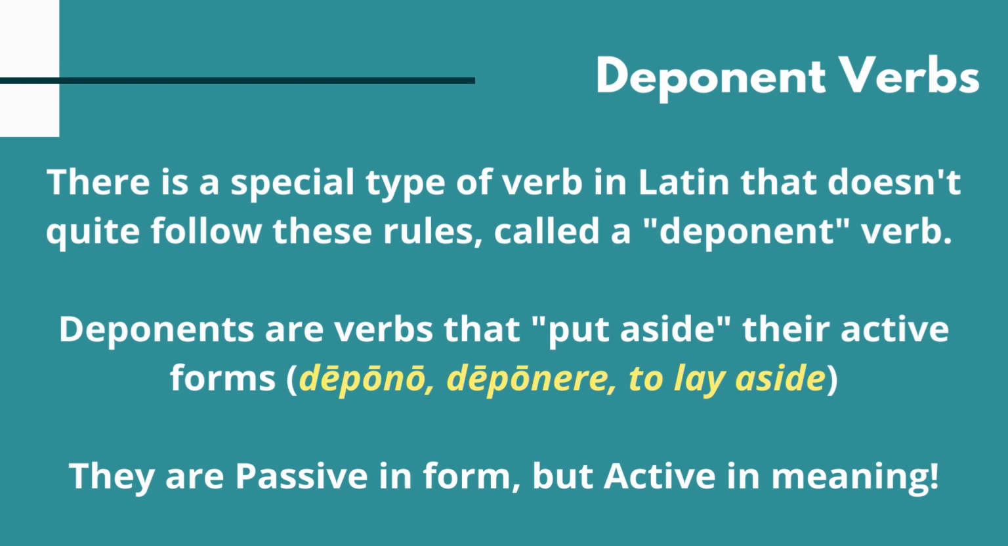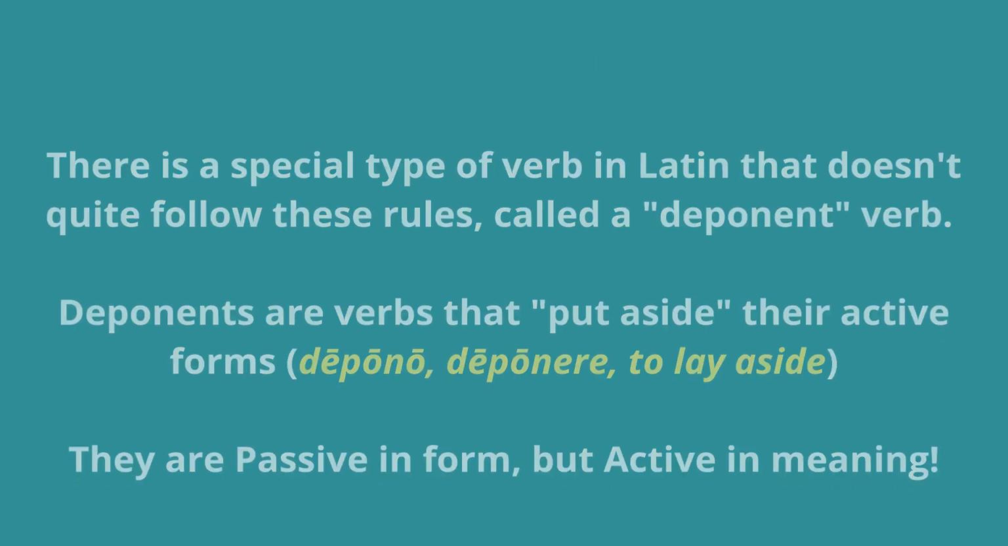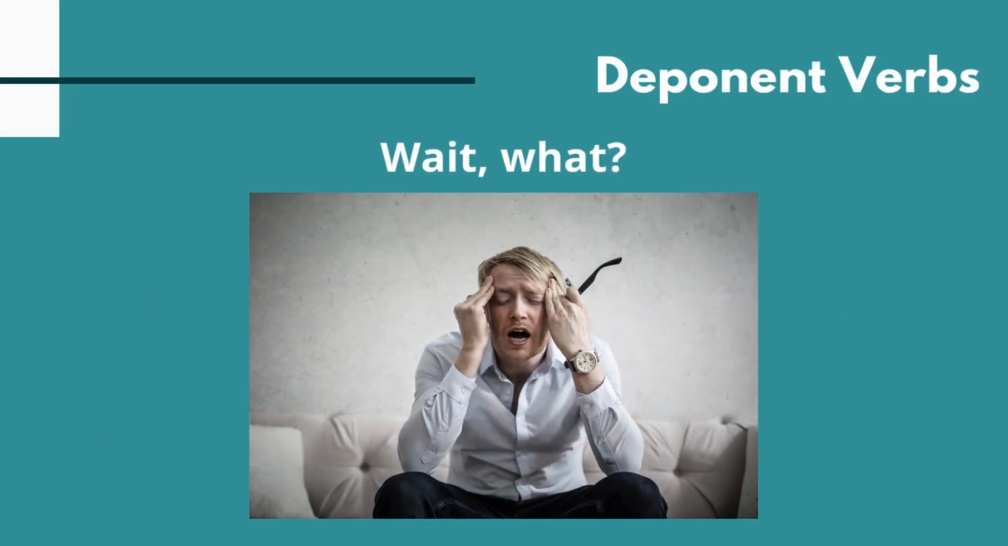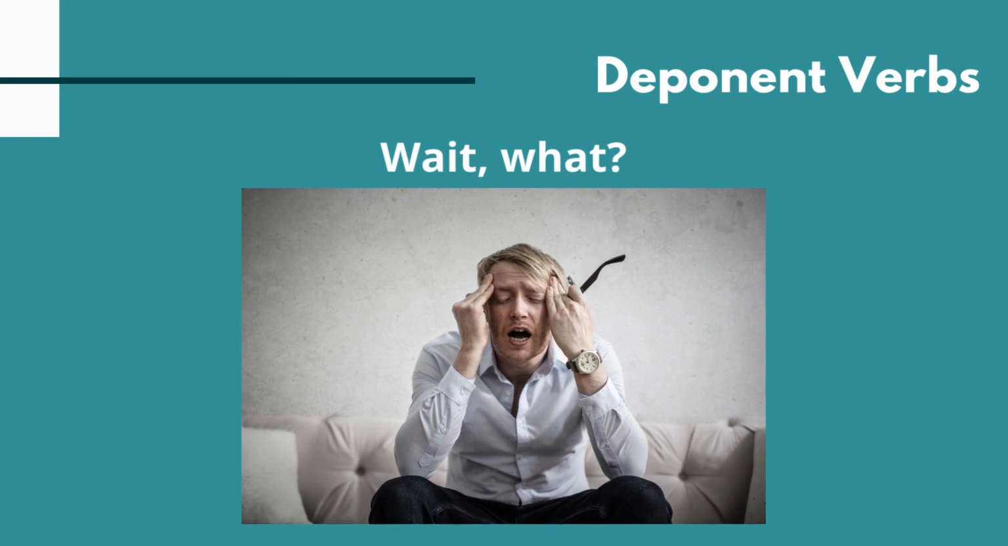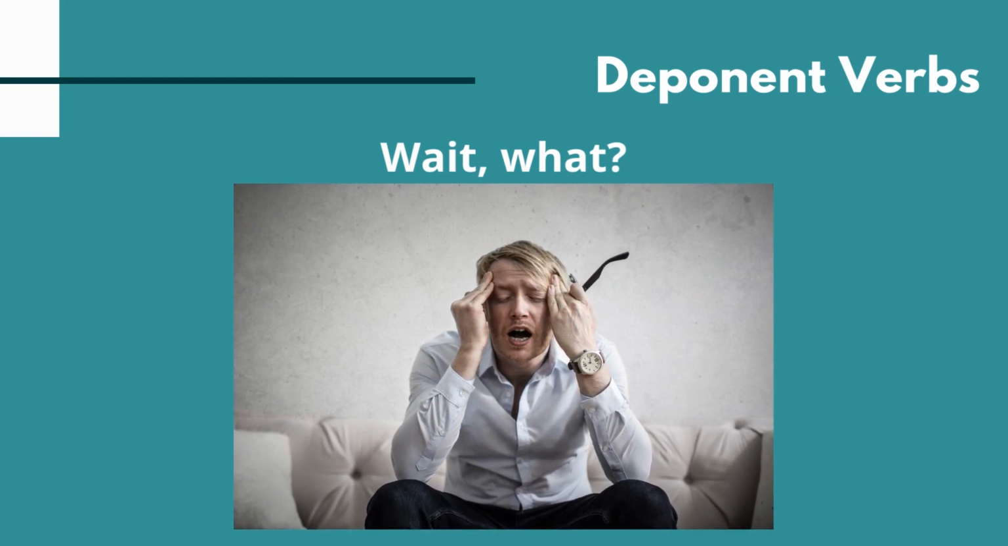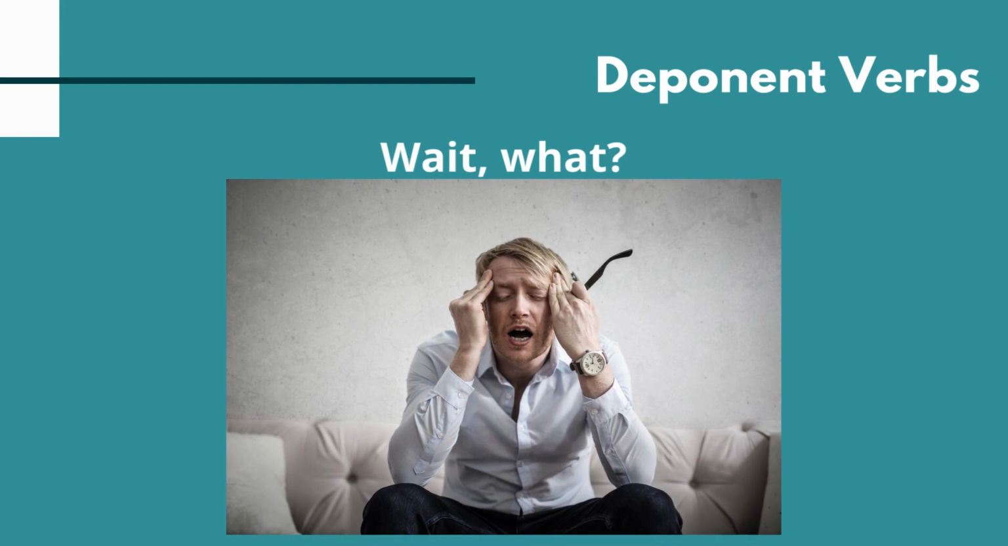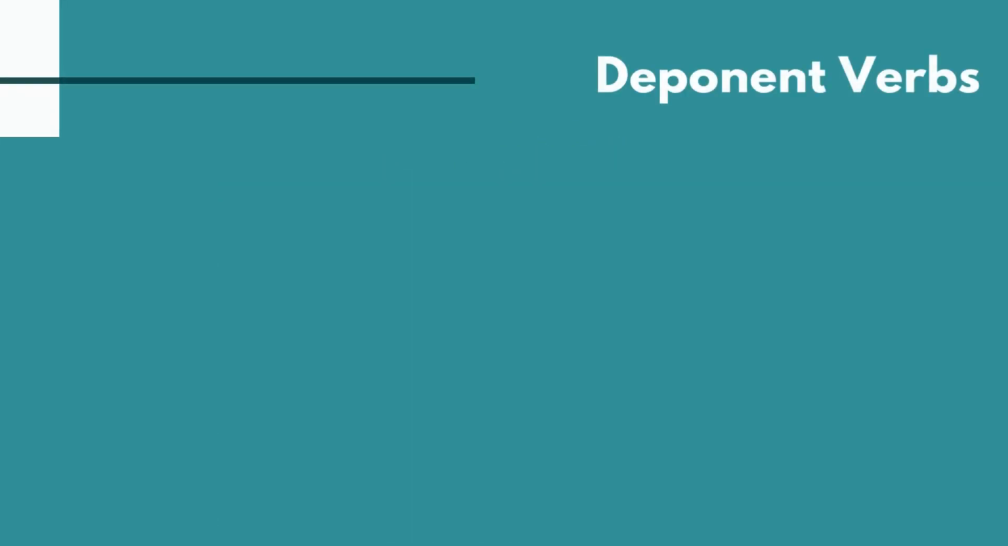So they're going to be using passive verb endings, but they're active in meaning, so we translate them actively. And this is really where my students start to go off the rails, because what does that mean, right? How can you say that it looks passive, but we're translating actively? Like, what is actually going on here? Okay. And that's what we want to unpack, right?